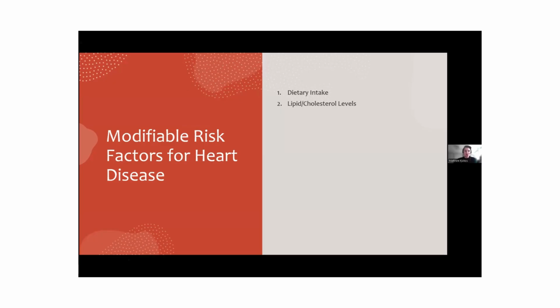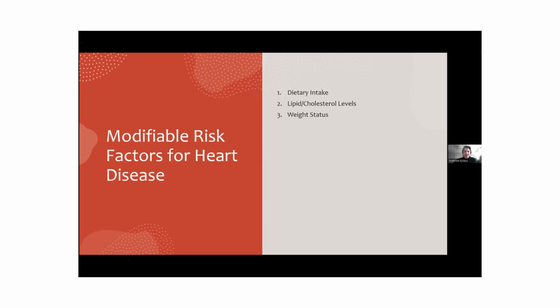Additionally, lipid cholesterol levels, right? Inadequate control of our dietary fats can significantly increase the risk for plaque buildup, artery hardening, and fatty deposits in and around our organs. So making sure we're keeping an eye on our lipid levels and modifying some ways to keep them down can really support our ability to reduce that risk of heart disease development.